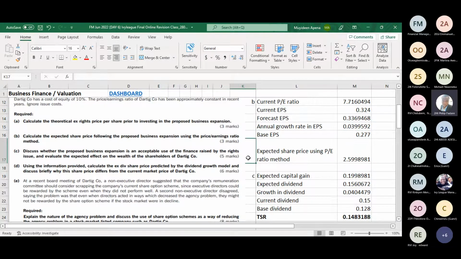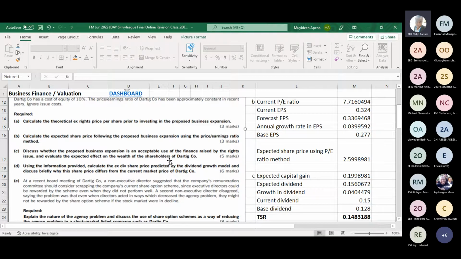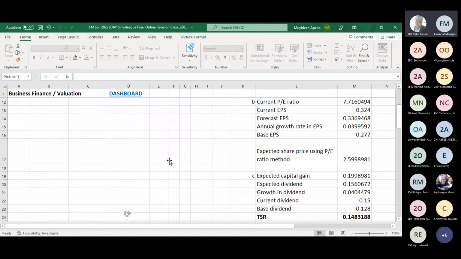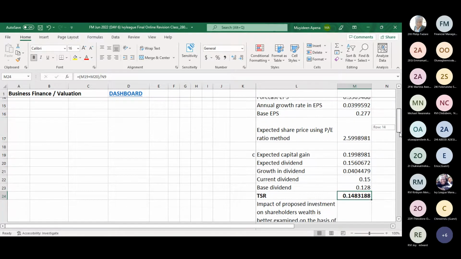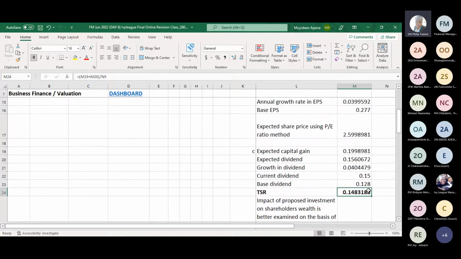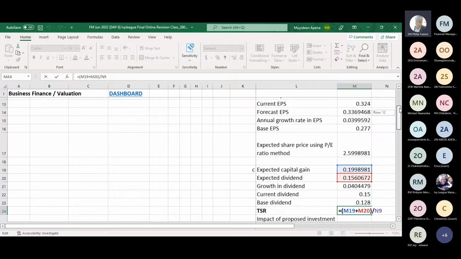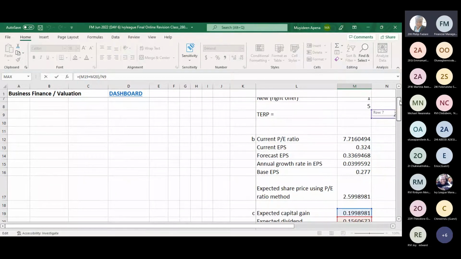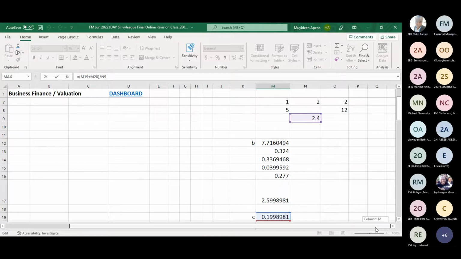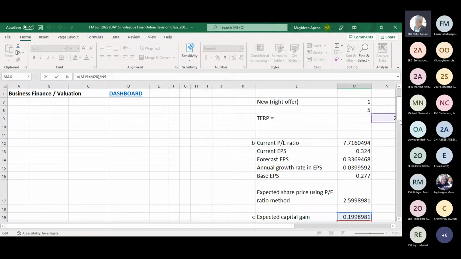Sir, please, can you quickly place your cursor on the TSR? Sorry, moment. Is it? I want to see. Okay. Divided by the TERP. Okay. Listen out. Yes, sir. Okay.